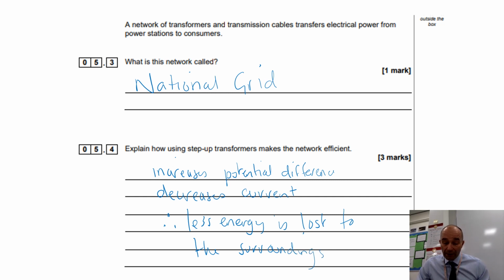Or you could talk about less energy is lost to heating the cables. Either of those 2 options will get you the 3rd mark. So you need your 1st mark for talking about increasing the potential difference, 2nd mark for decreasing the current, and then your third mark, it means that less energy is lost.